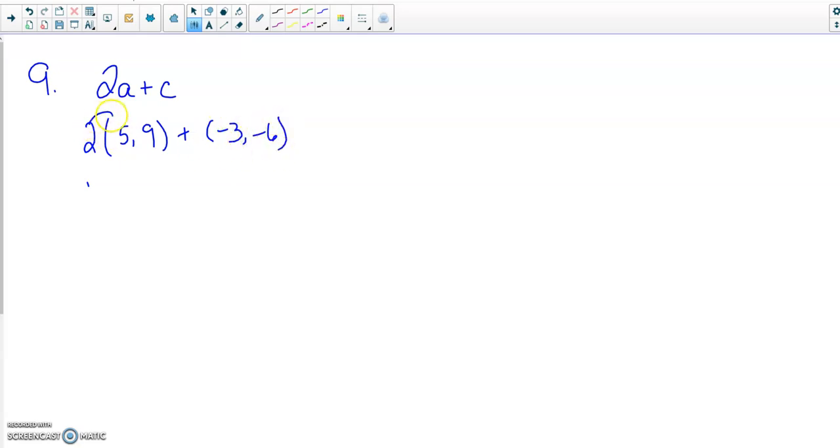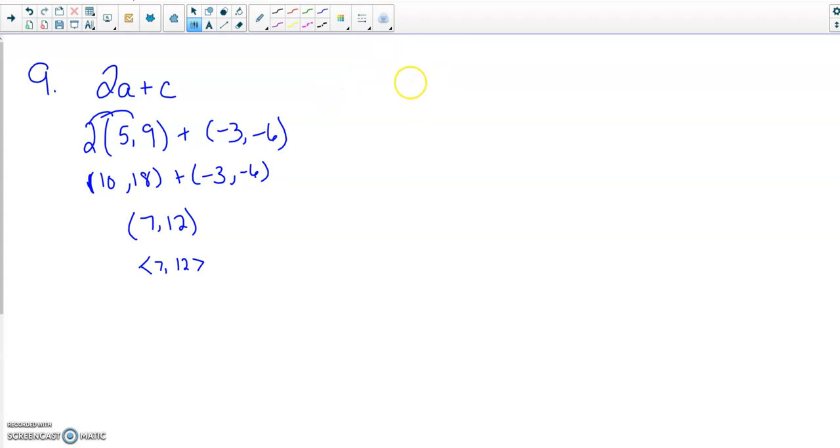So first here, we're going to distribute the 2. We'll cover that up. Okay, so we get 10 and 18 plus a -3 and a -6. And now we just add the x's. So we're going to get 7 and 12, right? Okay, I'm going to try to do, oh, not too shabby. Not too bad. You see, that tends to mess me up.